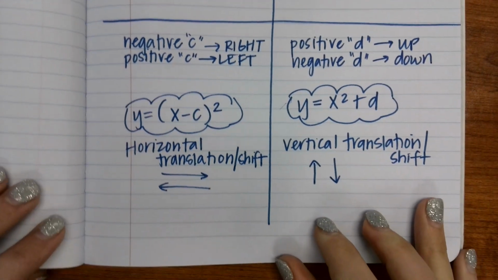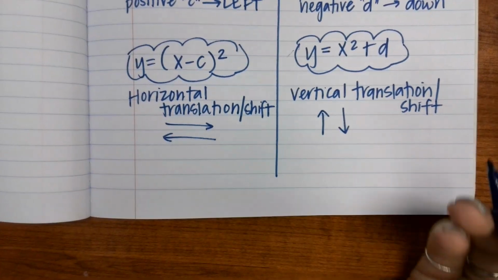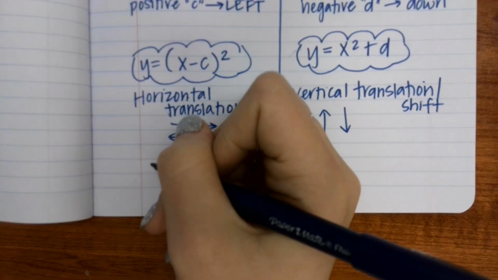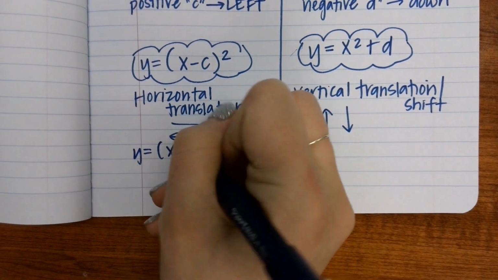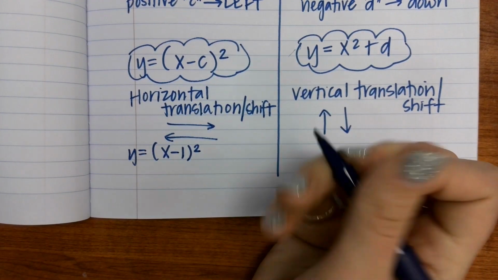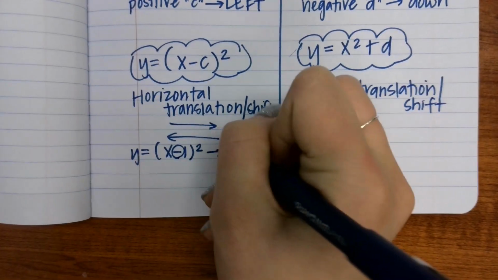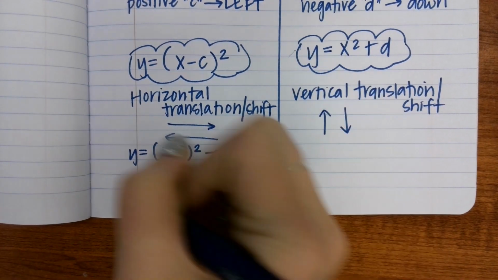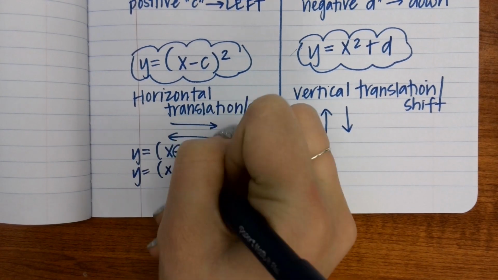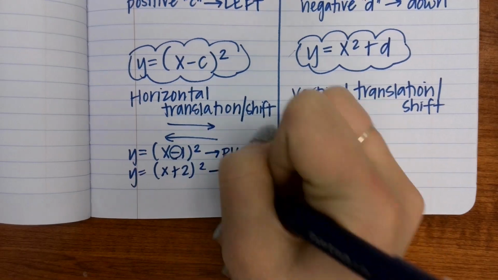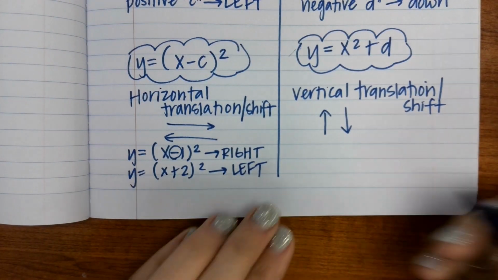Okay, so I forgot to do two examples for this horizontal shift right here. So for example, if I have y equals x minus 1 squared, this is a negative c value, so this would shift the graph to the right. Y equals x plus 2 squared, in parentheses, would shift the graph to the left.